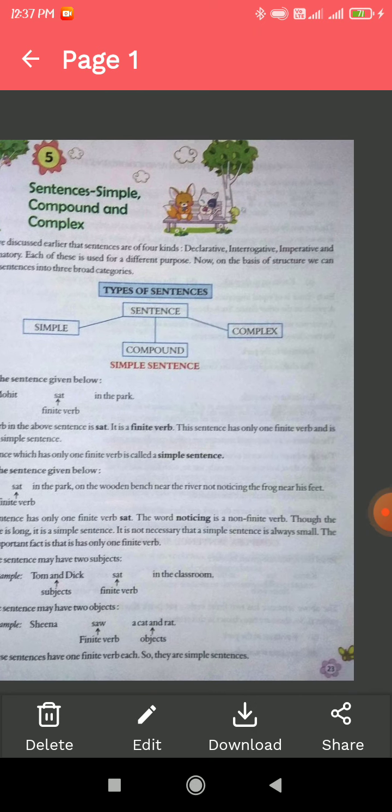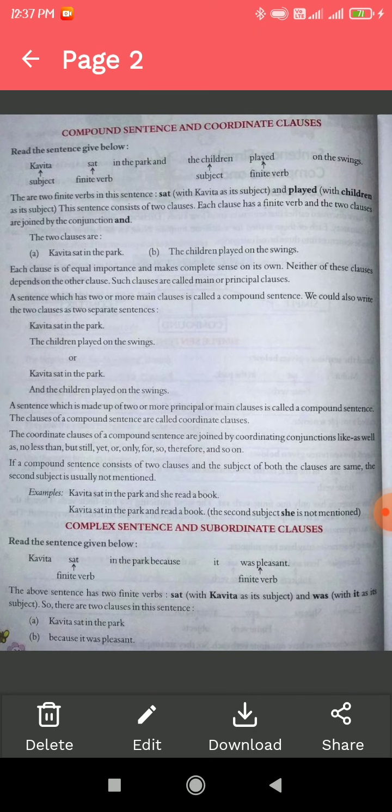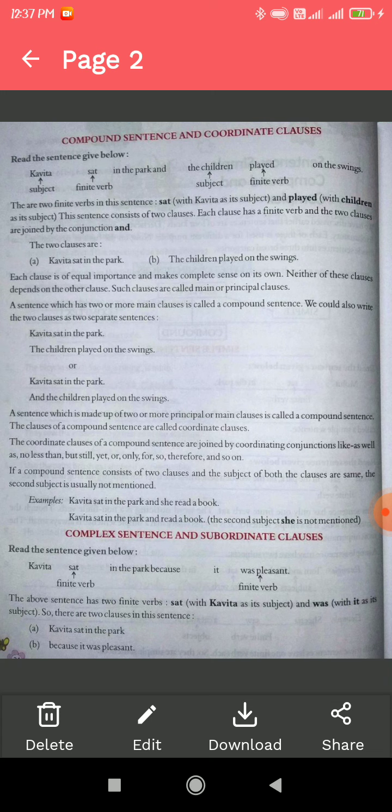Now let's move to the next page. Now here is another type of sentence, that is compound sentence and coordinate clause. First of all we will come to know about the compound sentence.